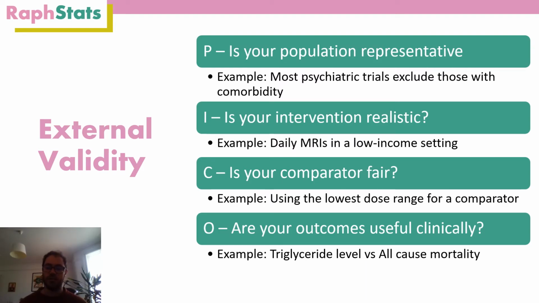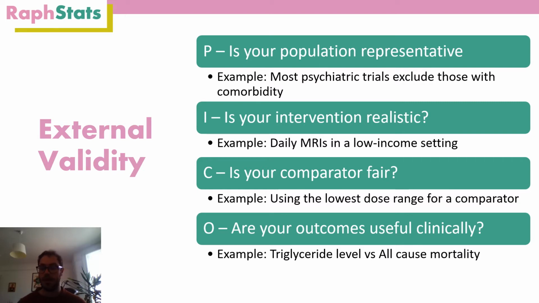So this is a summary slide talking about how we can think about external validity using the PICO format. Thinking about external validity means, can we apply it to general medical populations or my specific population? In P, we're thinking, is this population representative? The example I've given here is that most psychiatric trials of new drugs exclude women who might be pregnant, but also exclude those with comorbidities. So a lot of them will exclude people who have alcohol abuse or drug abuse or something like that.